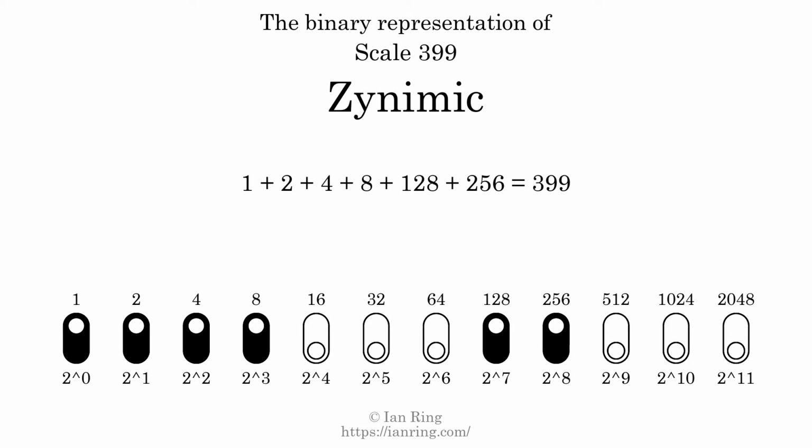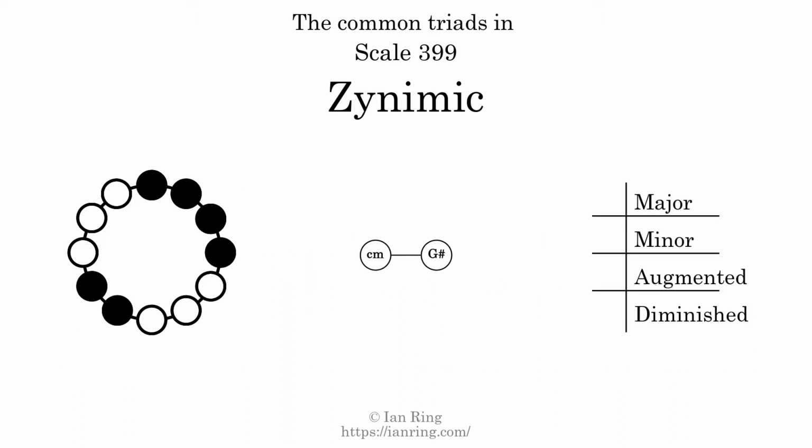The scale number not only enumerates the scale with a unique index, but it also literally describes the tonal content of the scale. Represented as a binary number in base 2, the scale number is 0001100001111. Here are the common triads present in this scale.